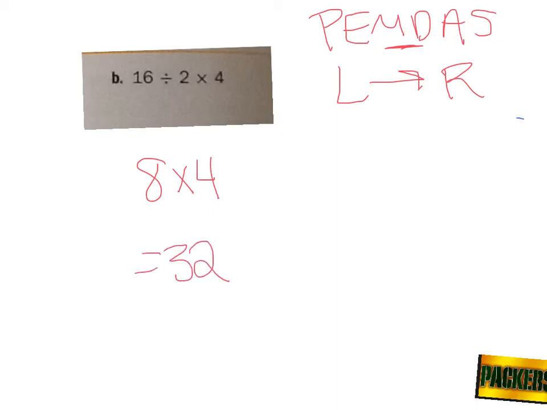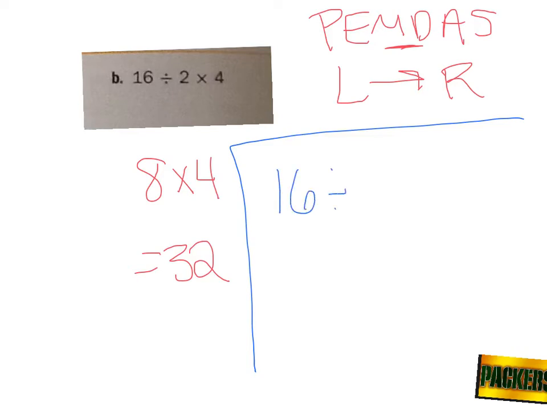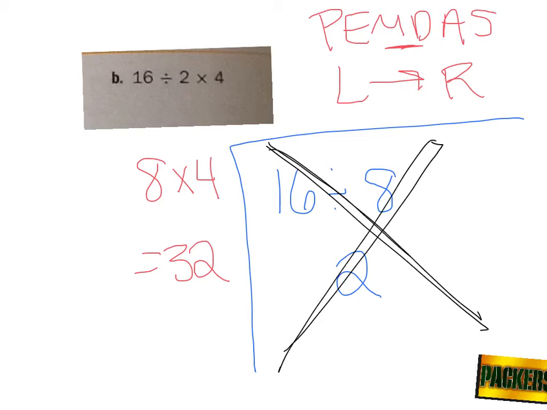I'm only going to go through this once, just so you can see. If I were to do it the other way, I would have gotten the wrong answer. So if I would have taken 2 times 4 first, 2 times 4 is 8, and then took 16 divided by 8, I would have gotten 2. This is not correct. We need to go using PEMDAS left to right. Multiplication and division are together, and addition and subtraction are together.